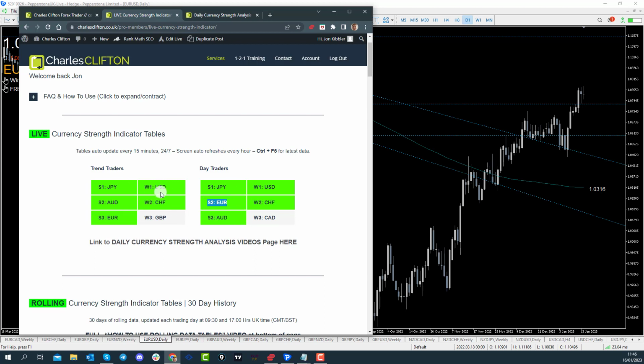And on the weak side of things, we have the dollar topping both of the tables, being the weakest currency, followed by the Swiss franc. The only difference we have is the pound features on the trend traders as the third weakest, and the Canadian dollar features as the third weakest on the day traders.